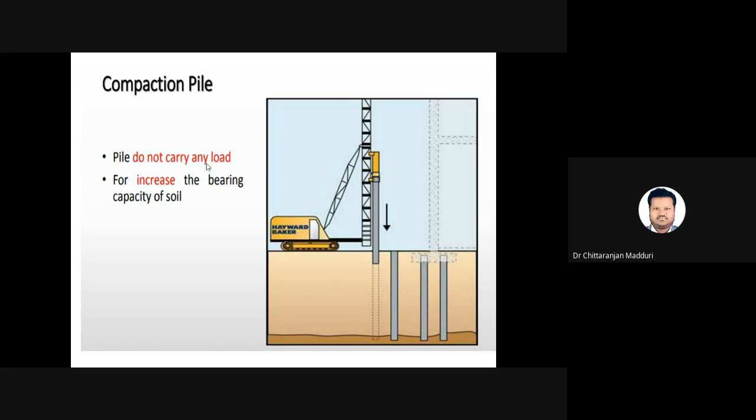So the objective or function of a compaction pile is to increase the density of the soil mass and also the load carrying capacity of the soil mass. Here the pile cannot carry any load. It just increases the bearing capacity, the load carrying capacity of the soil.